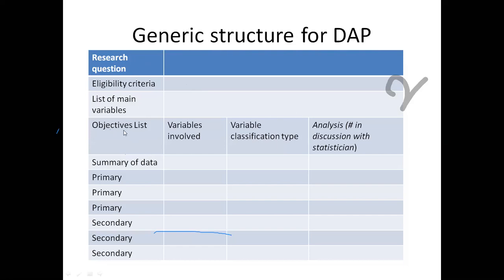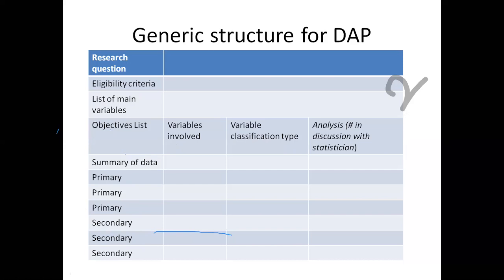And then you put down 4 columns. One is the objective list. The second, where you say, okay, what are the different objectives that I have in my study? Some of them could be called just a baseline summary of data. Some of the objectives could be of primary interest, and some of the objectives could be of secondary interest. Then for each of these objectives, you mention the variables that are involved.